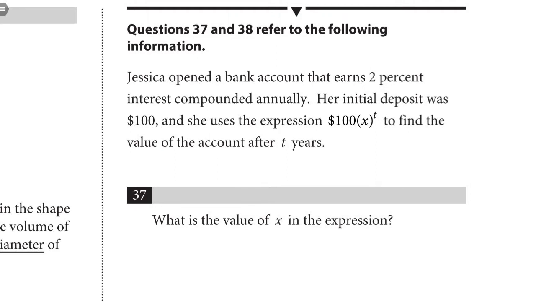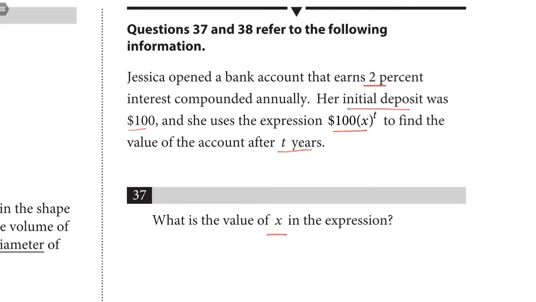Jessica opened a bank account that earns 2% interest compounded annually. Her initial deposit was $100, and she uses the expression 100x^t to find the value of the account after t years. What is the value of x in the expression? So they're basically asking not only for you to find out what x even stands for here, like what variable it is, but they're also asking for some kind of value for it.